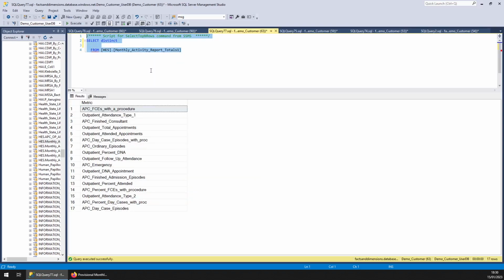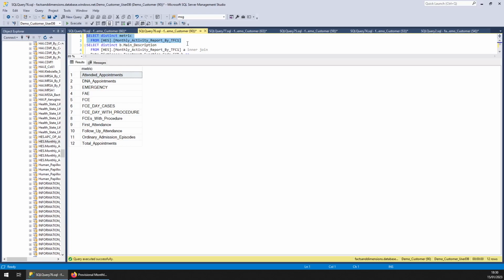Monthly reports. So this is similar. This is just much less detail, but it's just totals there for those measures. Then you've got treatment function code. So this one has a metric and the treatment function code to tell you what the numbers are. So these are the metrics, the ones you're looking at here.